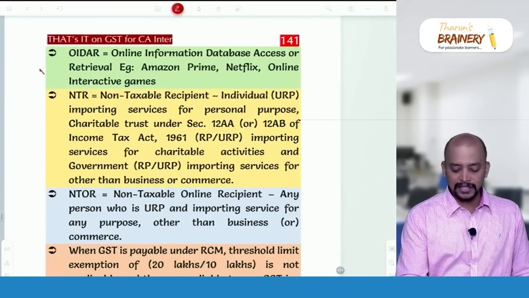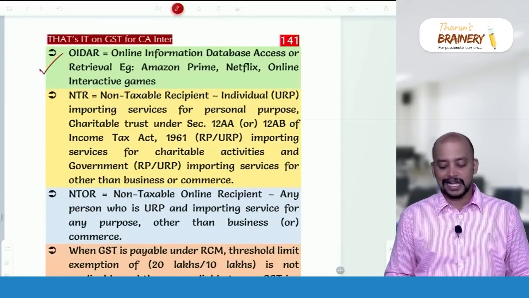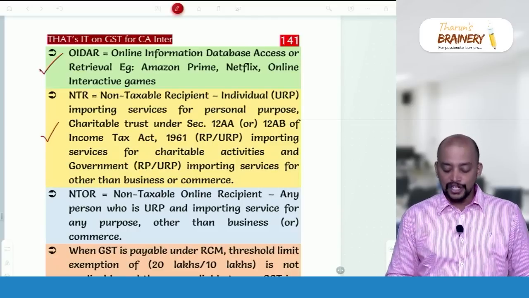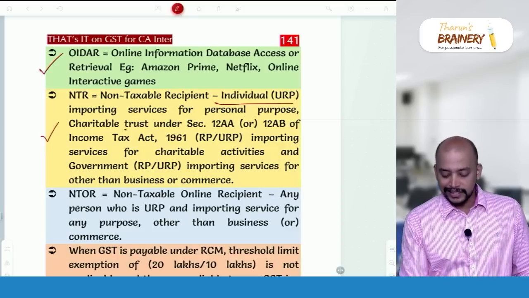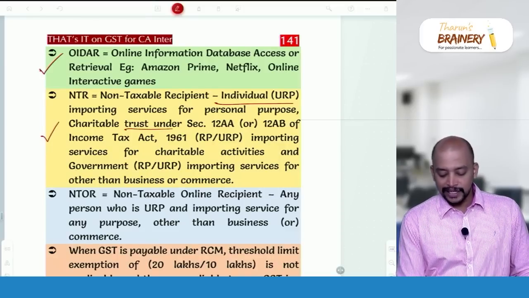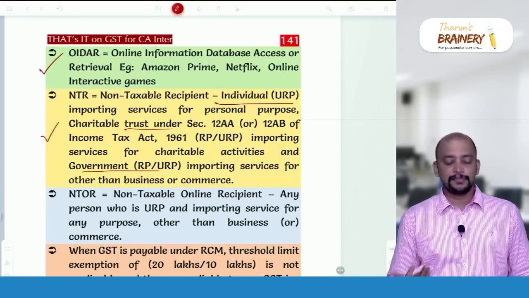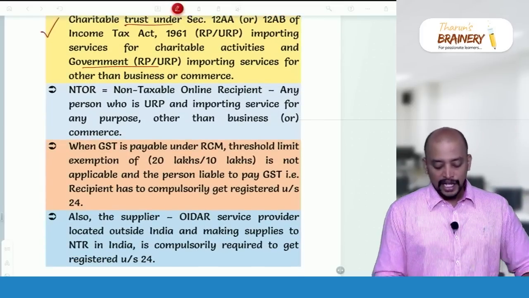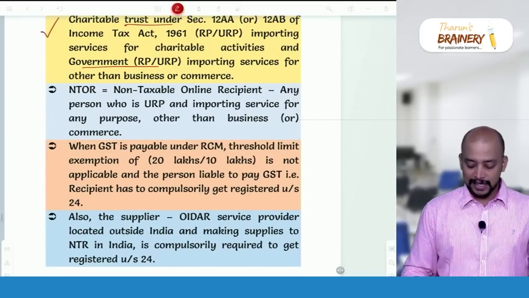So OIDR means online information database access or retrieval services. A non-taxable recipient can be an individual or trust or government importing services for other than business or commerce. A non-taxable online recipient is any unregistered person importing service for any purpose other than business or commerce.